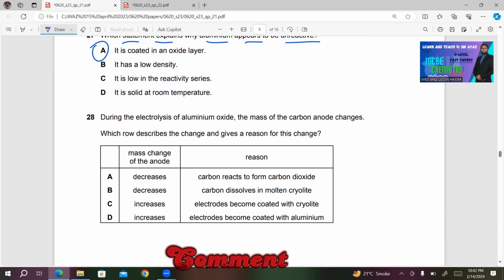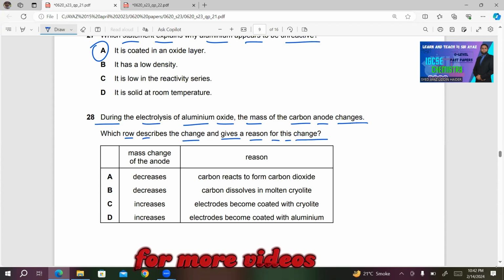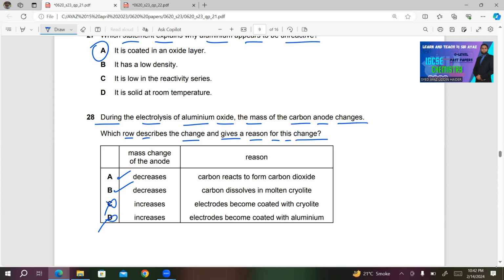Number 28, during the electrolysis of aluminium oxide, the mass of the carbon anode changes. Which row describes the change and gives a reason for this change? Choice A, mass change of the anode. The mass change of the anode is that it will decrease. So either A is correct or B is correct. Both C and D are incorrect because in C and D, they mentioned the increase in mass of the anode.